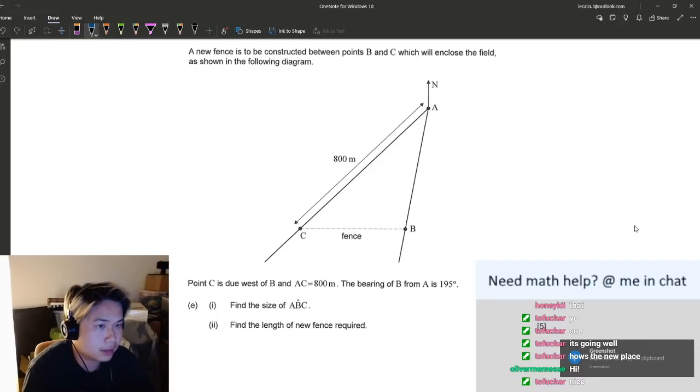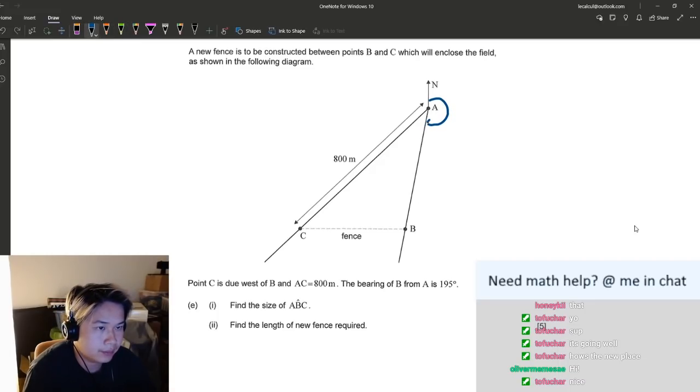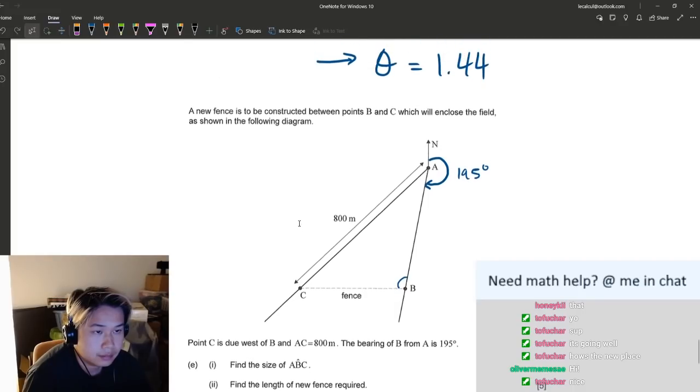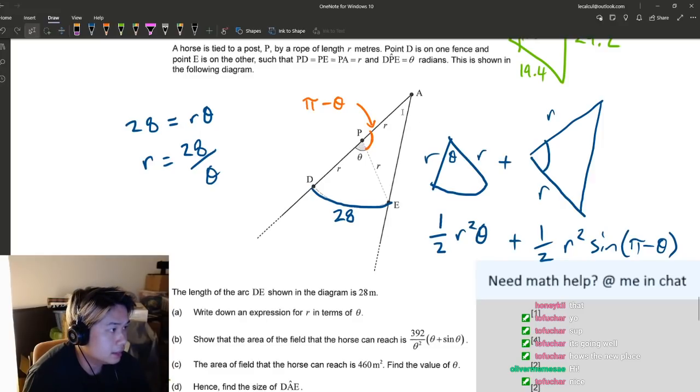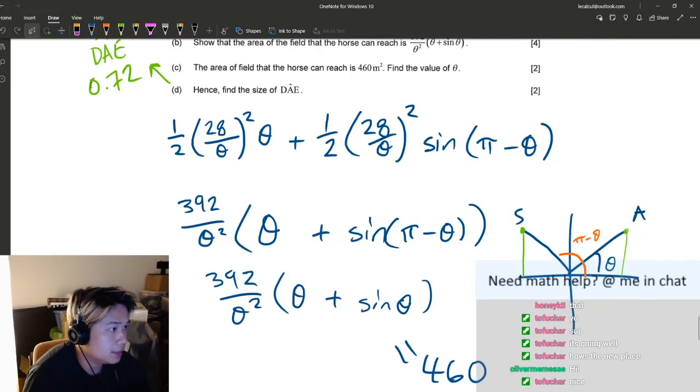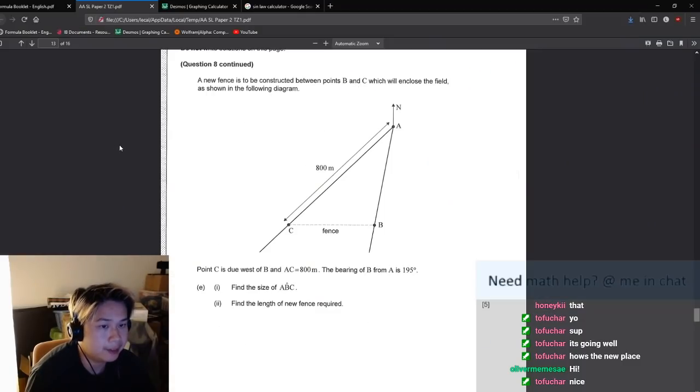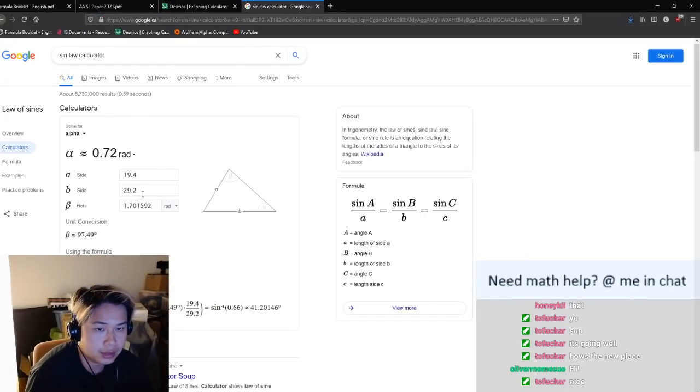So bearings start at north and then they go clockwise. So this is 195. And then find the size of angle ABC. So they want us to find this angle right here. Okay. Now, we already know what this angle is. It's 0.72, apparently, according to this.